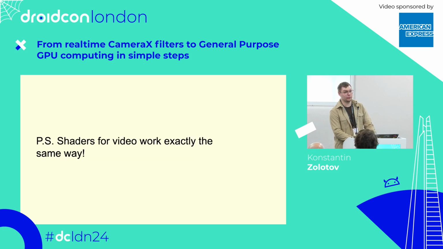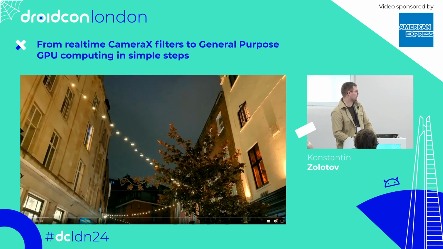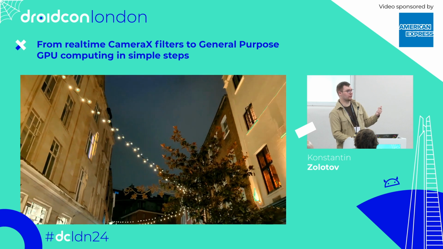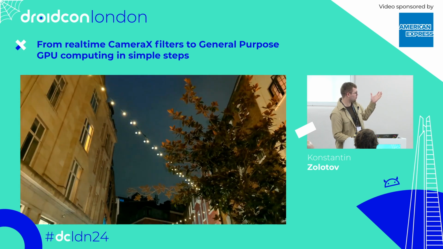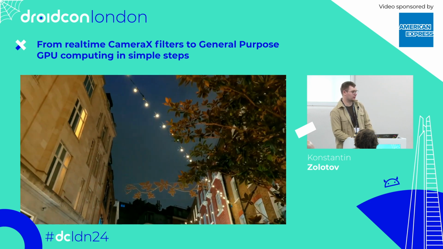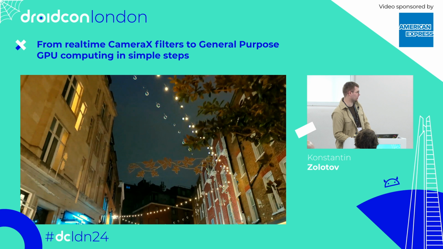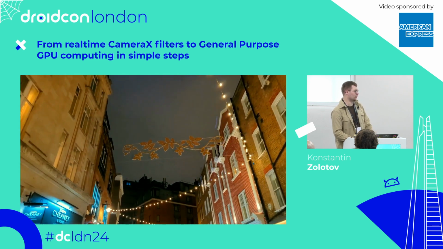Oh yes, by the way, shaders work for video with CameraX exactly the same way as for images. There is a small video I recorded yesterday, in 4K 30 frames per second, and I've created some glitches, kind of cyberpunkish. And that works instantly. Creating that shader took me, I don't know, half an hour maybe. So that's not something complex.